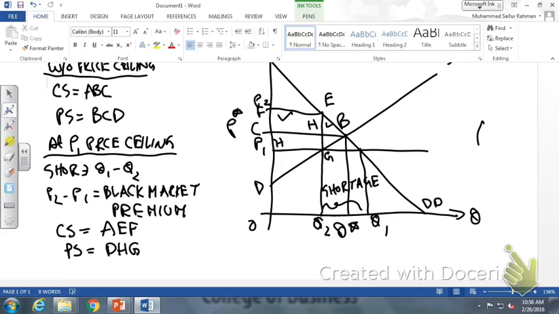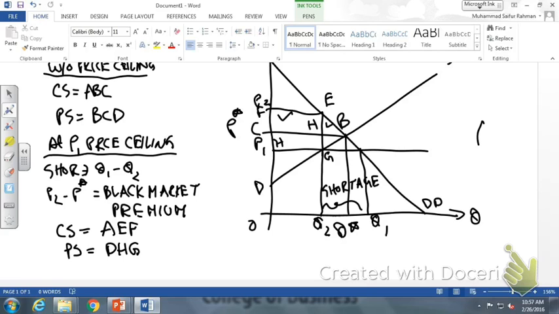I just made a mistake and nobody corrected me. The black market premium is actually not P2 minus P1, but P2 minus P star. Black market premium is what the consumers pay over and above the market equilibrium price. Okay, this is a minor detail, but it's kind of important. I want to be perfect.